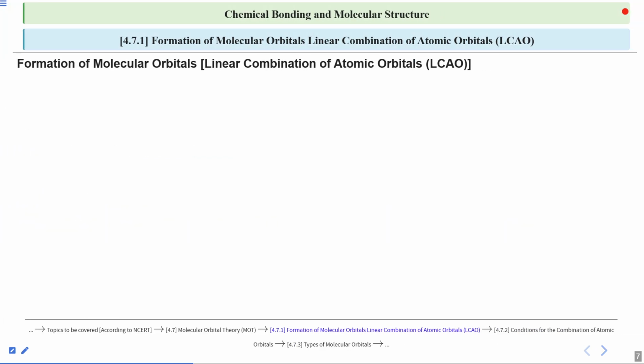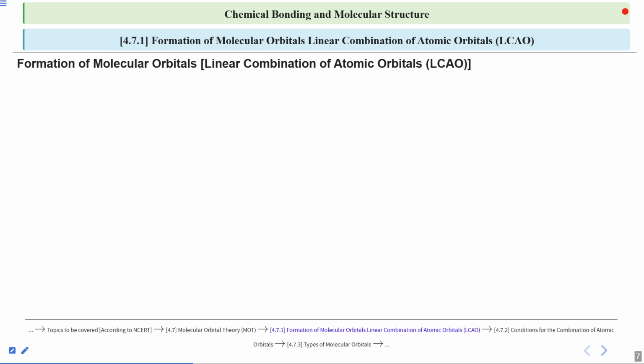Now, let us move on to the formation, the process of how this combination of atomic orbitals happens. To understand that, you have to understand this very important concept of linear combination of atomic orbitals. Now, what is the meaning of this phrase here? Linear means in a single line, and combination means combining.